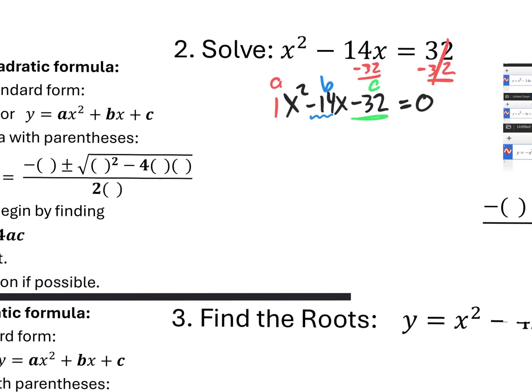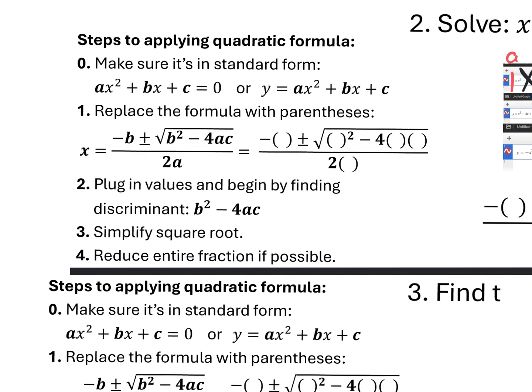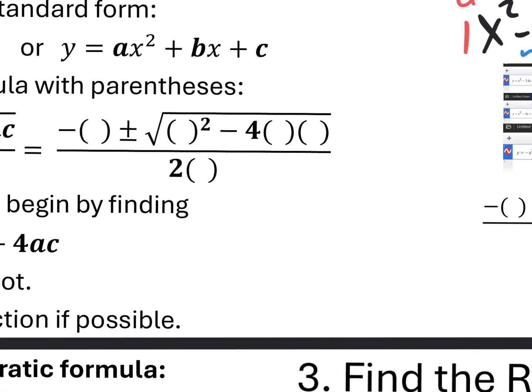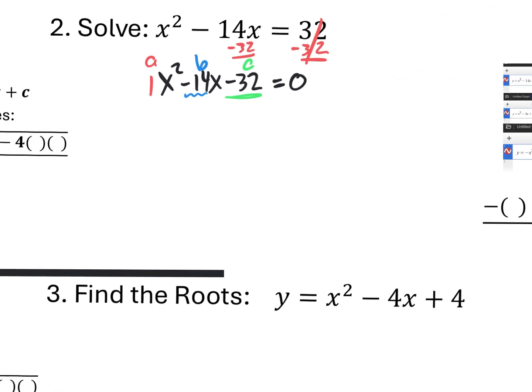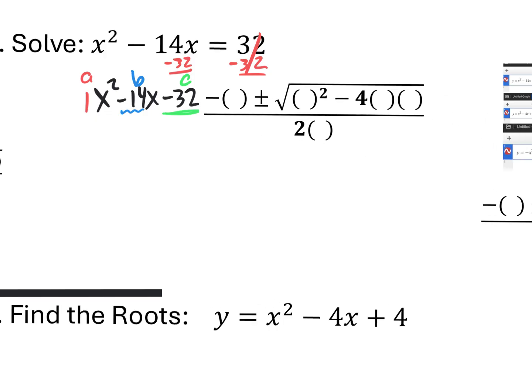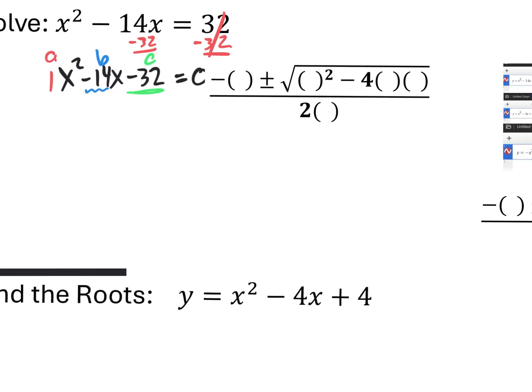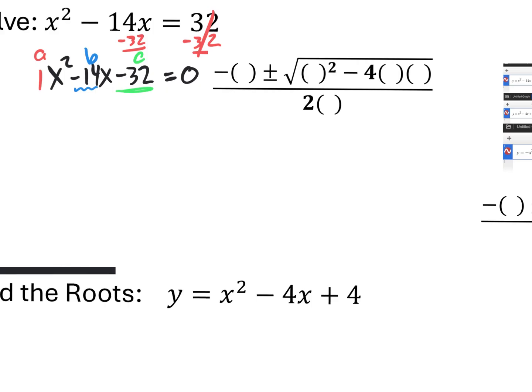And now what we do is we plug it in, this first step, plug it in with parentheses, right? So what we're going to do is rewrite the formula, but with parentheses. And we're going to plug in the a, the b, and the c. So let's begin with the b value of negative 14 right there and right there. Plug in the a value of 1 right there and right there. Plug in the c value of negative 32 right there. And again, according to the notes, it says begin with the discriminant. So you're going to begin with this inside value.